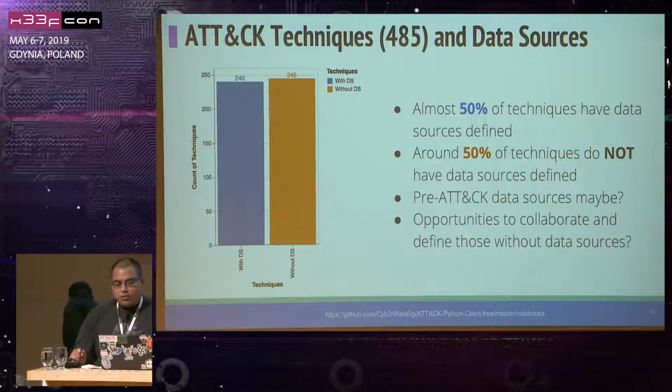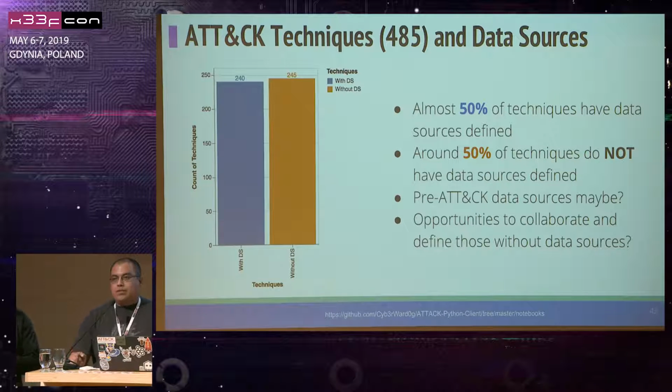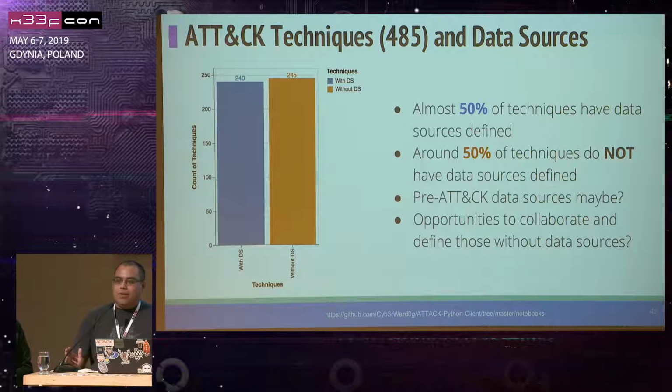Now, from a data source perspective, almost 50% of the techniques have data sources. The question here is, what's happening with the other half of the techniques? The reason this is happening could be that some of these techniques are not happening inside your environment where your sensors are collecting data, such as, for example, the pre-attack techniques. Or this is also an opportunity to collaborate with the ATT&CK team.